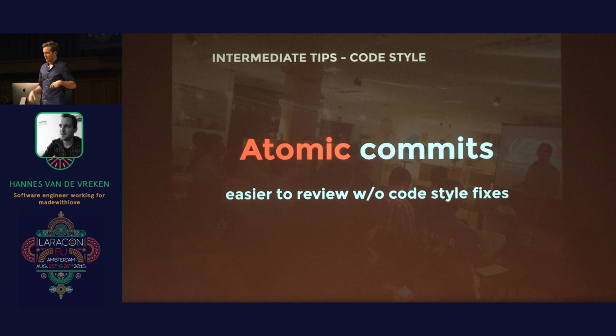Also, if you commit some code style changes, do it in a separate commit. It removes someone who's reviewing your code from having to see if a specific change is a code style change or a functional change. So if they just filter out the code style changes and look at the functional commits, then they can actually review what has functionally changed.